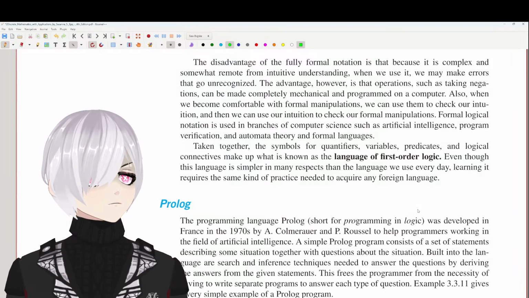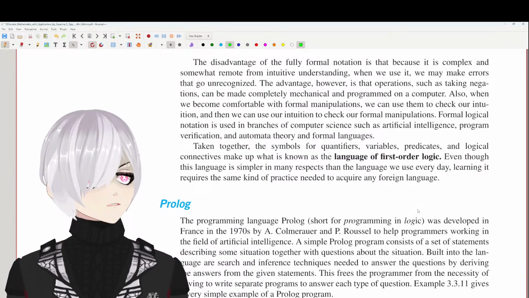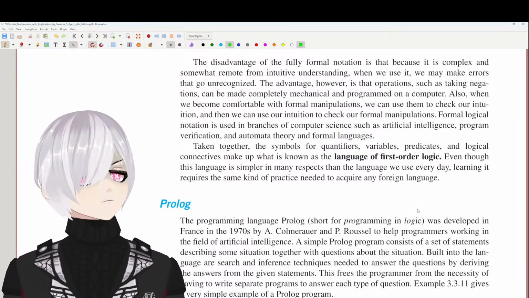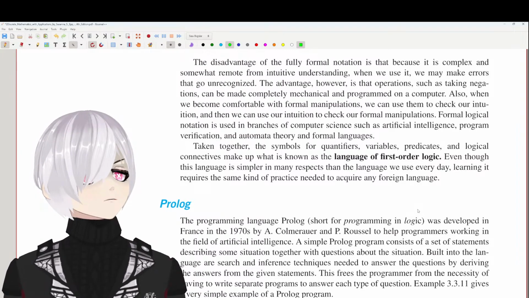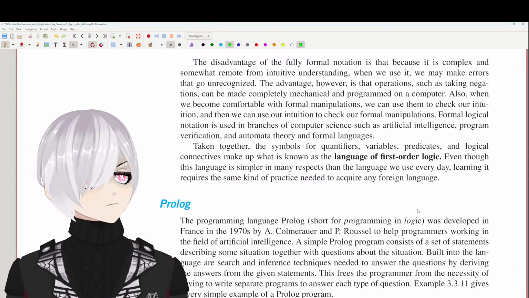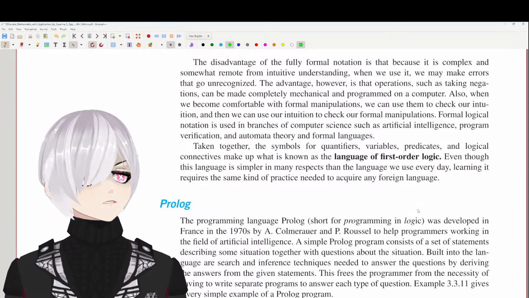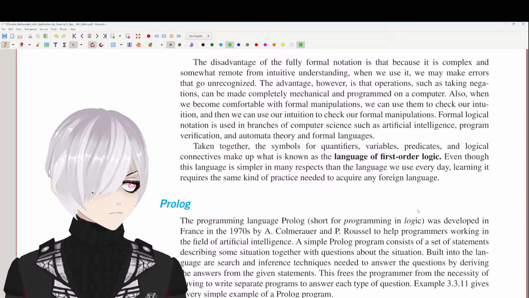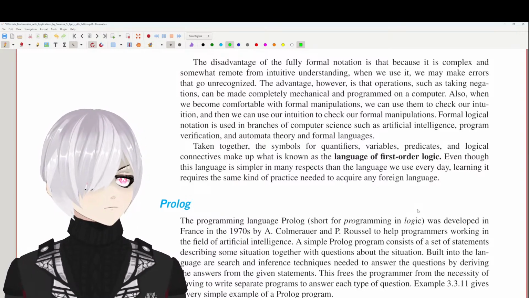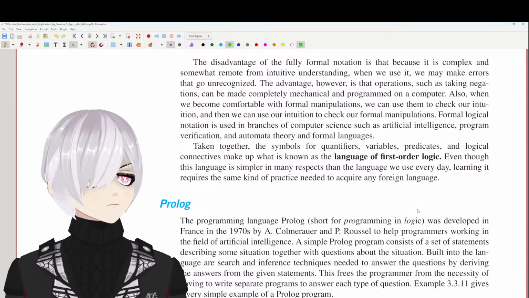Formal logical notation is used in branches of computer science such as artificial intelligence, program verification, and automata theory in formal languages. Taken together, the symbols for quantifiers, variables, predicates, and logical connectives make up what is known as the language of first order logic. Even though this language is simpler in many respects than the language we use every day, learning it requires the same kind of practice needed to acquire any foreign language.